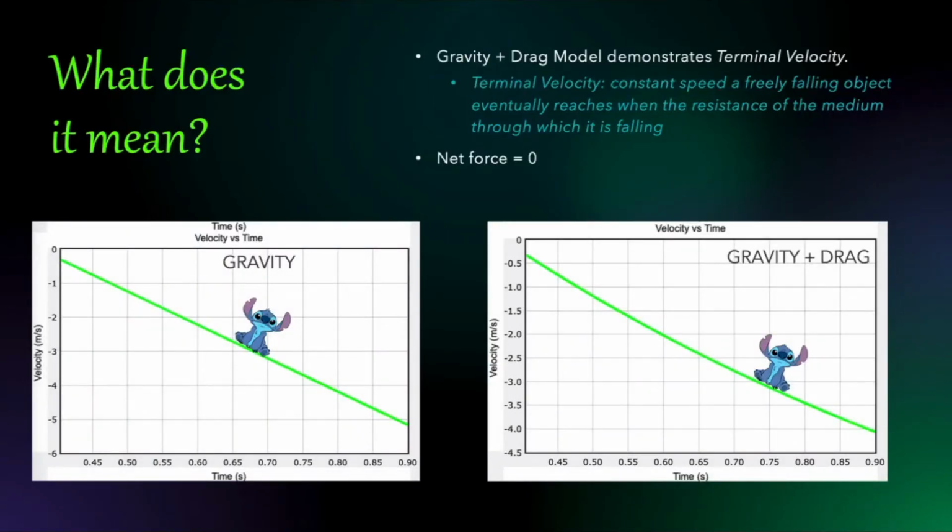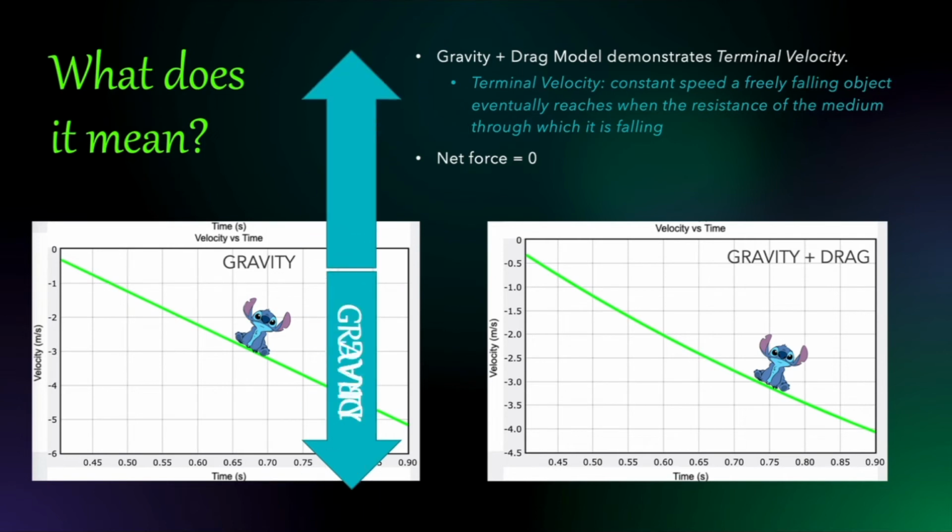The gravity plus drag model demonstrates terminal velocity. Terminal velocity is when a freely falling object eventually reaches a constant speed against resistance. The slightly curved line, as seen here, is how we would know. Since terminal velocity happens when the force of drag pointing up has exactly balanced the force of gravity pointing down, this means that the net force will equal 0.